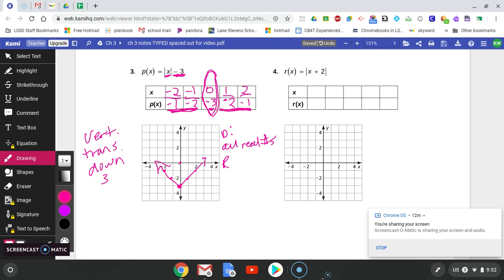And what's my range? My range this time is going to be y is greater than or equal to -3. The lowest point it goes to is -3, and it opens up from there. Try this last one and then check in and see how you did.